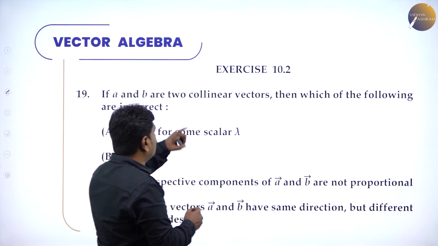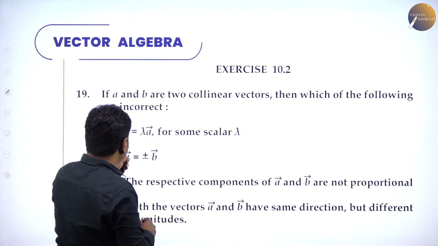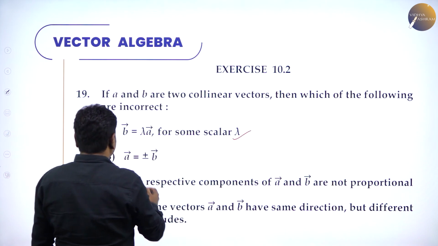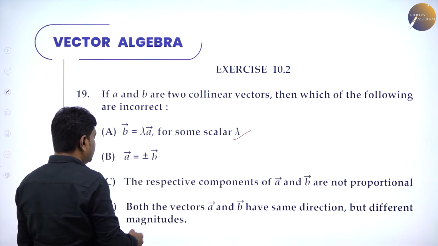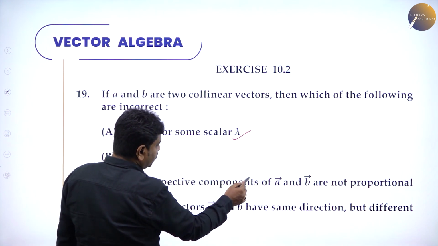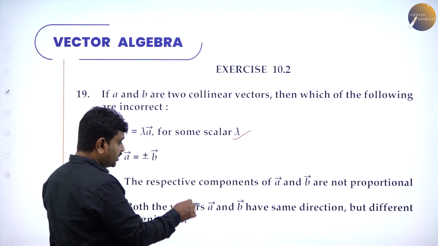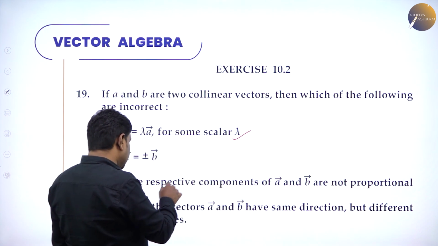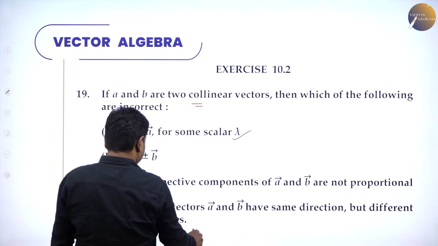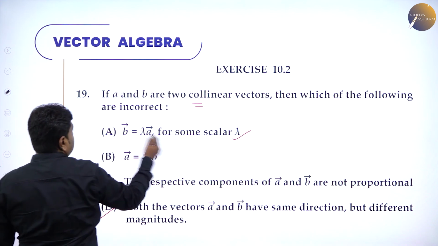Vectors A and B are two collinear vectors. Which of the following are incorrect? Vector B is equal to lambda vector A, where lambda is a scalar. This is true if they are collinear. Vector A is equal to plus or minus vector B. The respective components of vector A and vector B are not proportional. They are proportional. Both vector A and vector B have the same direction but different magnitude. Collinear, they told. Collinear means we are not bothered about direction. So option D is incorrect. Which is incorrect? Option D is incorrect.